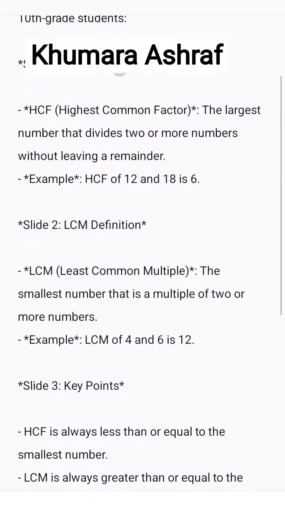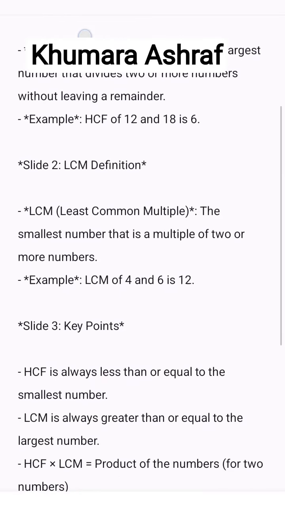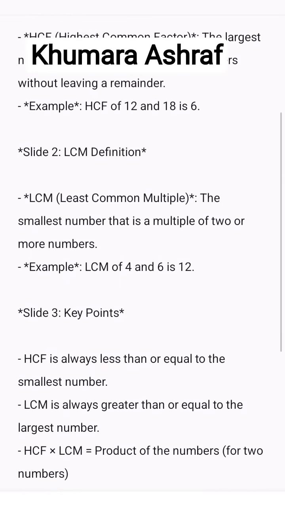HCF definition basically is that highest common factor, the largest number that divides two or more numbers without leaving a remainder. For example, you have one number that is 12 and another number that is 18. Then you will factorize both of the numbers and the common factors are the HCF. Basically, you have to learn about the HCF definition.